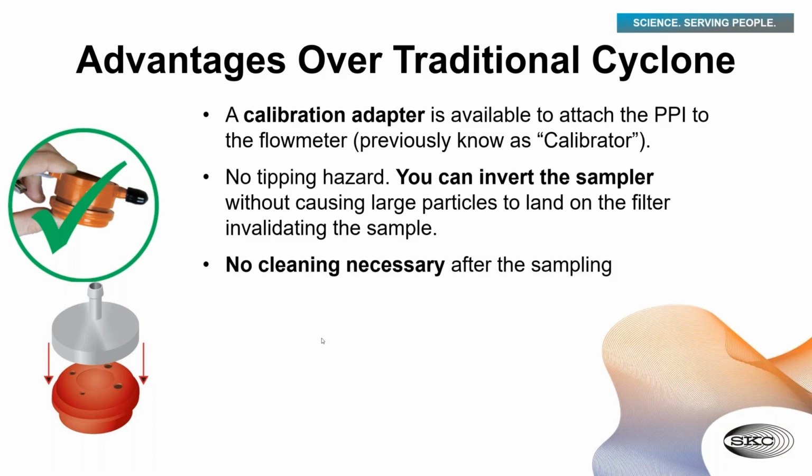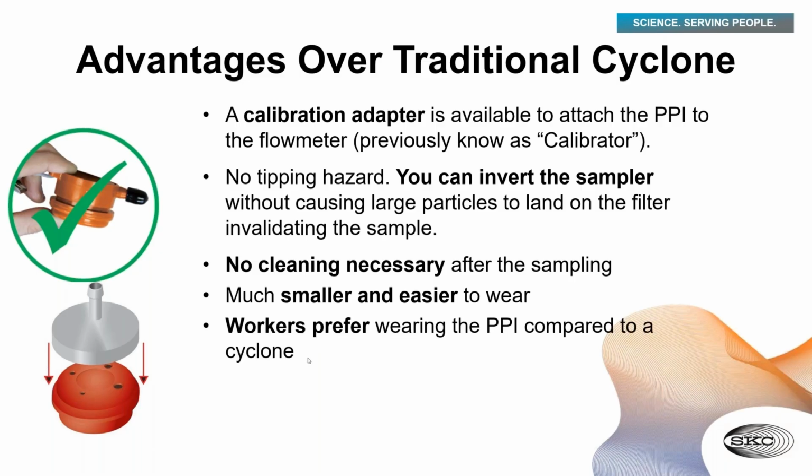There's no cleaning, especially when we're talking about the disposable ones. And when you're done sampling, you do your post flow rate verification, you cap it, you send it to the lab, and that's it. That's all there is to it. It's smaller, it's easier to use. Workers prefer to use the PPI because of its size. It's not nearly as big or bulky, and you don't have something hanging on your lapel that's constantly swinging around the entire day.